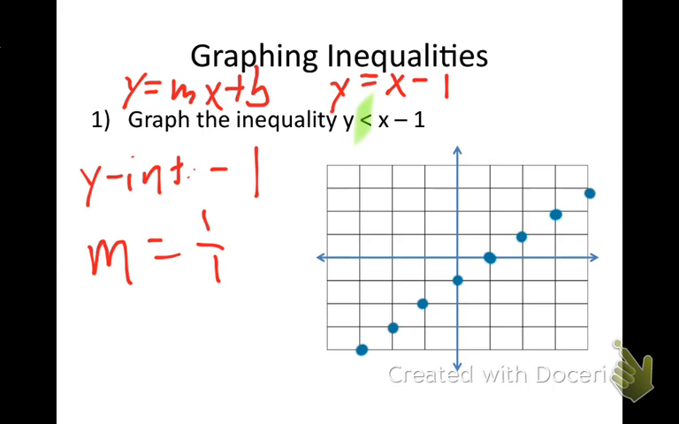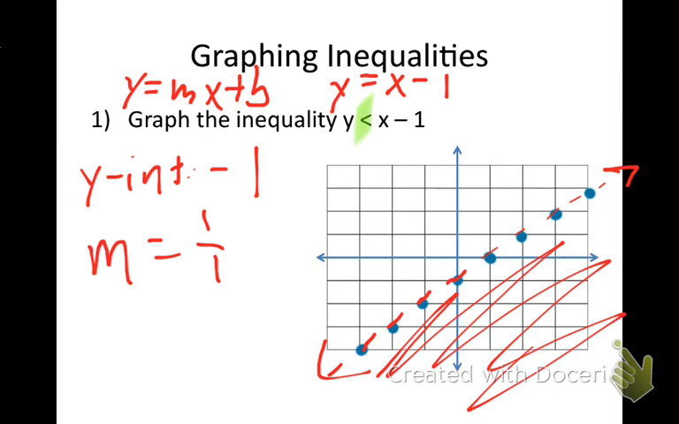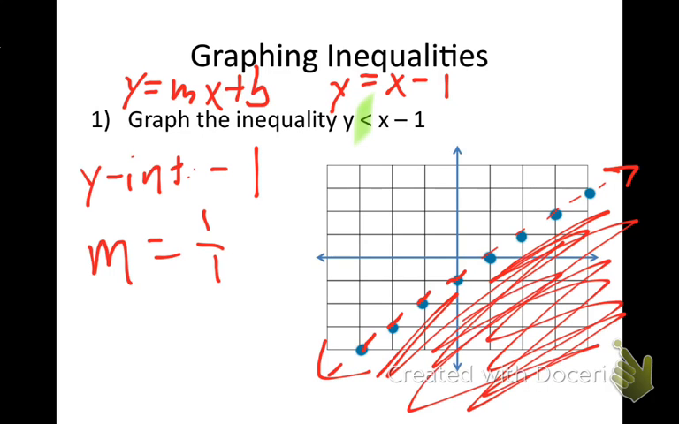I'm looking at my inequality. Is that going to be a solid or dashed line, would you say? That is a dashed line. Nice job, because it's less than. It's not included. So I have a dashed line. Am I going to shade above or below? I'm going to shade below. So there would be your answer to problem number 1.